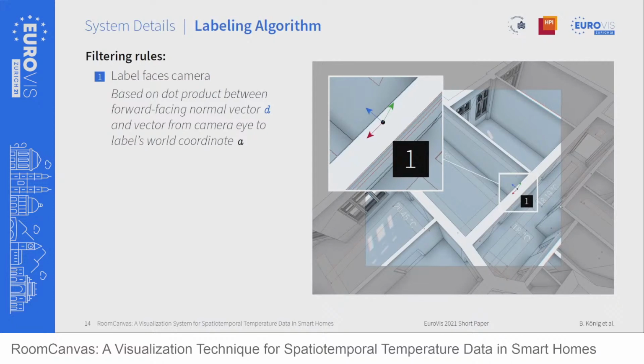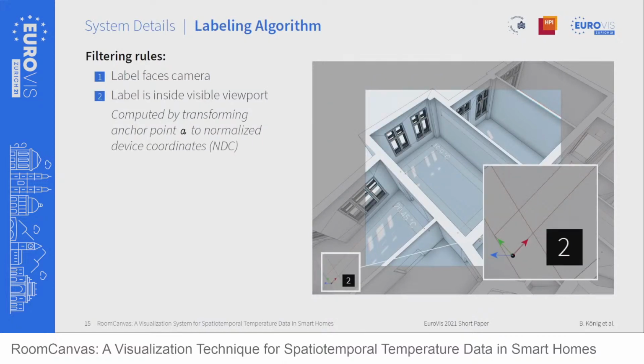So the first filtering rule that the algorithm uses is what is also visualized here on this slide. It's basically checking whether the label faces the camera or faces away from it. So what we do to calculate this is we take the forward-facing normal vector, which is indicated with the blue arrow in the visualization, and basically just look at the dot product between this vector and the vector that goes from the camera position or camera eye to the respective label candidate's anchor position. We can then filter out every label that does not face the camera.